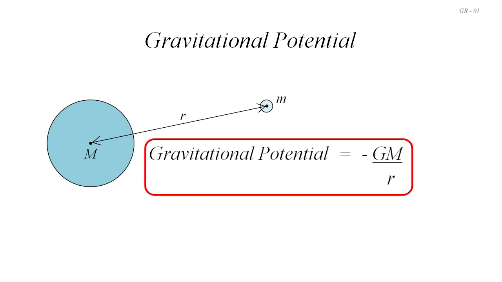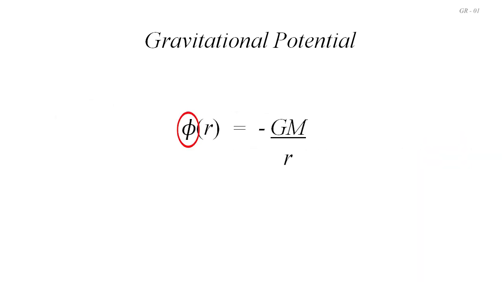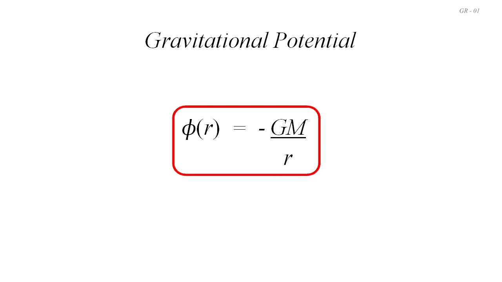This gravitational potential is a scalar. It has a value, but in no sense can it be said to have a direction. In SI units, it would be measured in joules per kilogram, and we will give it the symbol phi, which is often used in physics for scalar fields. You may see it sometimes written as capital U, but we will stick to phi. We can then say that the gravitational potential at a distance r from mass capital M is given by phi equals minus GM over r.